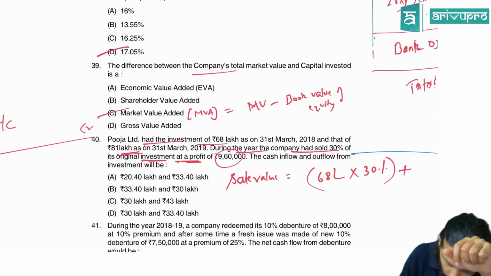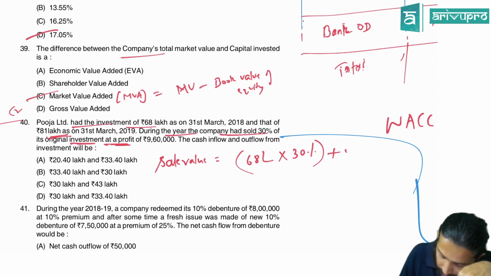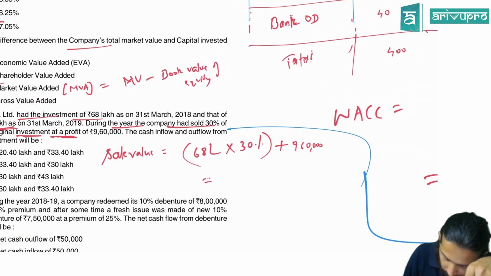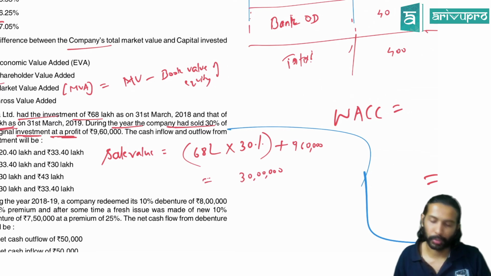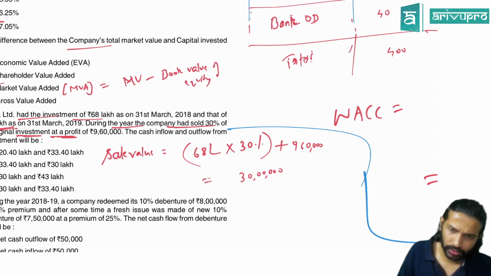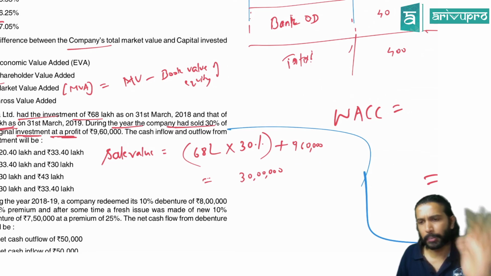How much is the profit? You sold 30% of the investment and made a profit of 9,60,000. That means, 68 lakh into 30% plus 9,60,000. If you do this, after adding everything, the final number will be 30 lakh rupees. You have sold the investment for 30 lakh rupees. Easy. 68 lakh is the cost of the investment. 30% of this you have sold at a profit of 9,60,000. Hence you have added. If it was a loss, I would have subtracted it.